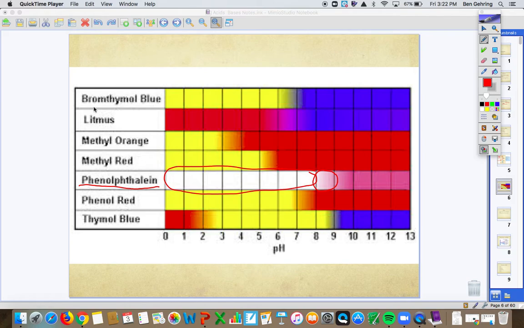We can also use things like bromothymol blue. We can use methyl orange, methyl red, thymol blue. All of these are different indicators. Some of them, such as thymol blue, if it's red, you have a pH of between 0 and 2. If it's yellow, you're somewhere between 2 and 9. And then if it's blue, you know that you're above a pH of 9, up in the 10 to 14 range. Those are different indicators that you can use.